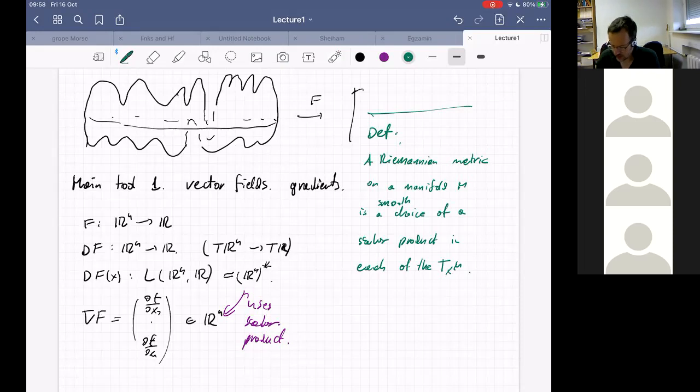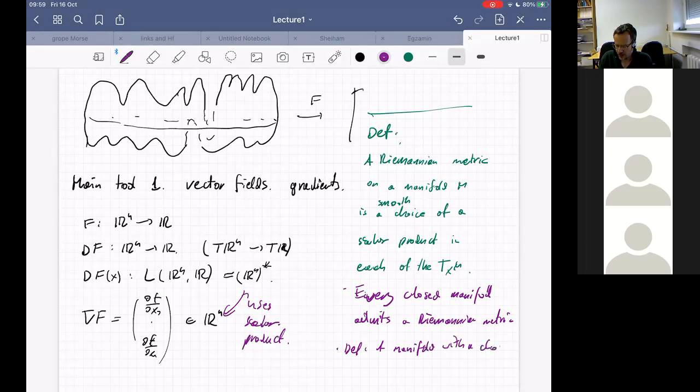Okay, and what I mean by smooth, well, you can say that it's smooth if it's smooth in a local coordinate system, or you can define it as a smooth section of a bundle, some specific bundle. I don't want to write it down. And the good thing is that every closed manifold admits a Riemannian metric.